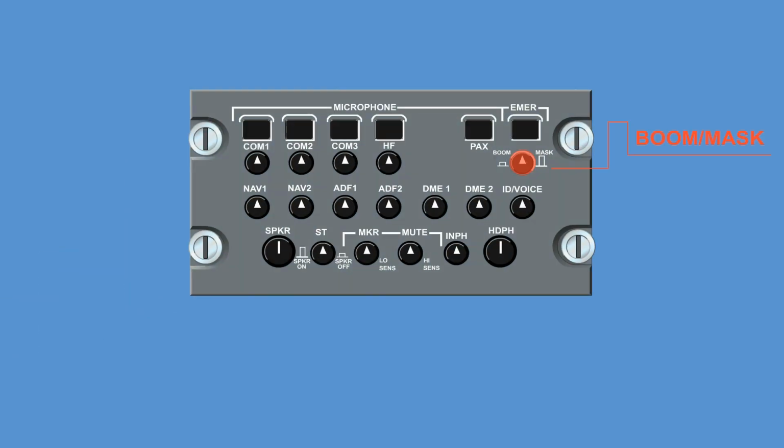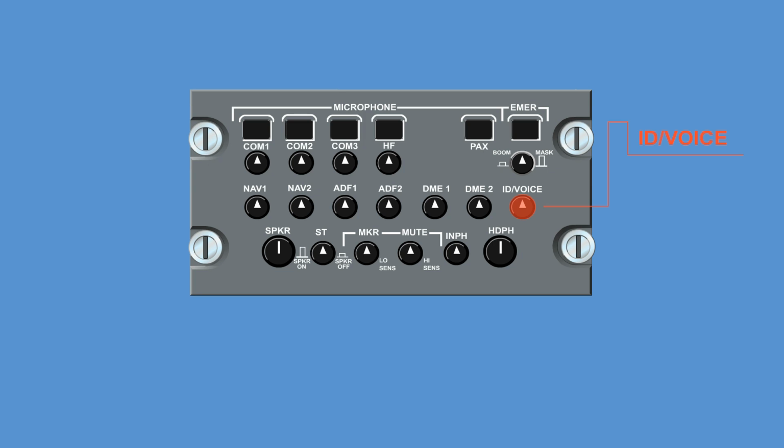The microphone mask selector is used to choose which microphone is connected to the transmitter. When this switch is in the latched position, the headphone microphone is selected. When the switch is in the unlatched position, the oxygen mask microphone is selected, and the speakers are switched on.